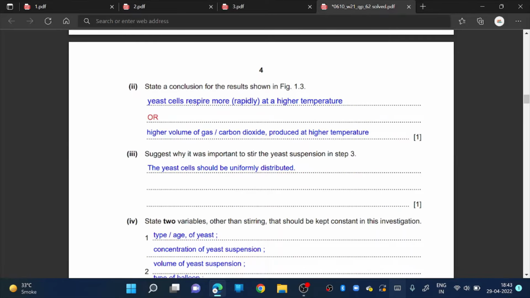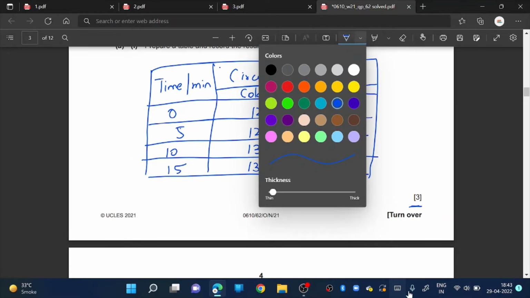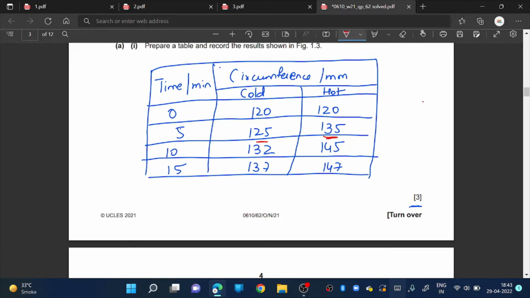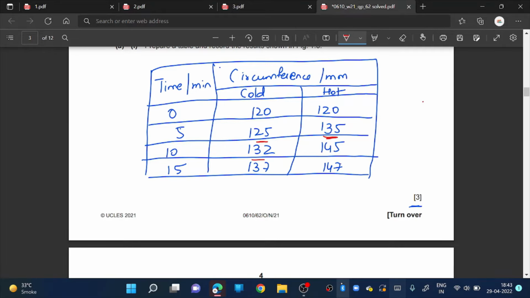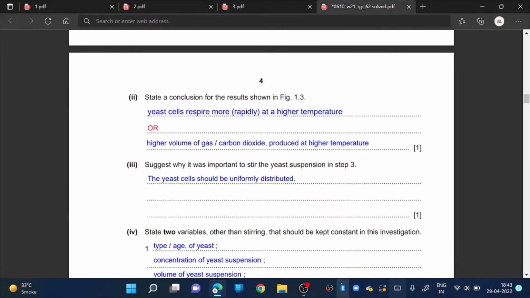Now, state a conclusion for the results shown. So here we are looking at the table where you can see that there is a difference in the temperatures. If you look at the cold, after 5 minutes it was 125, but in the hot it is 135. In the cold, after 10 minutes it is 132, but in the hot, after 10 minutes it is 145. So what is the conclusion that we come at? That the yeast cells respire rapidly at a higher temperature. This is what we call a conclusion, meaning what you understand from this experiment.